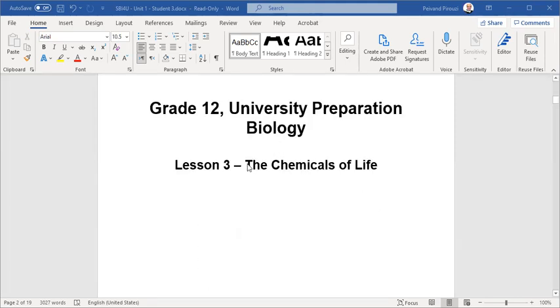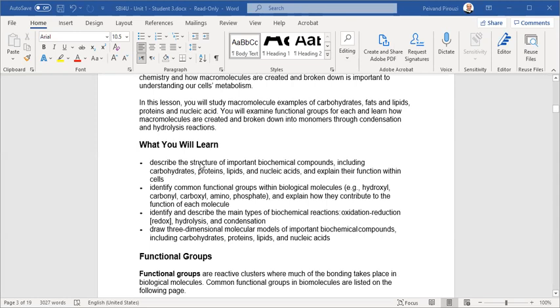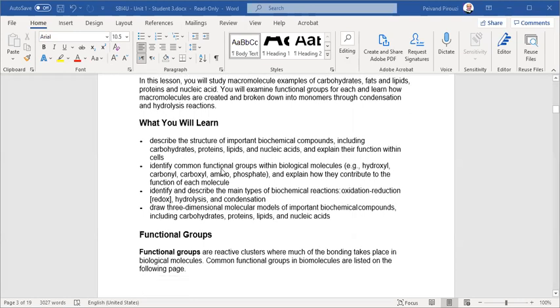So what you're going to learn today, we are going to describe the structure of important biochemical compounds, including carbohydrates. We're going to see what those carbohydrates are, and then proteins, lipids, nucleic acids, and explain their functions in the cell. Then we are going to look into the common functional groups within biological molecules. That's because all of these molecules need to interact. They have to create some bonds to each other so that, for example, when we have several amino acids, they must have a bond in between them so that we will be able to have a chain of amino acids that we call a protein.